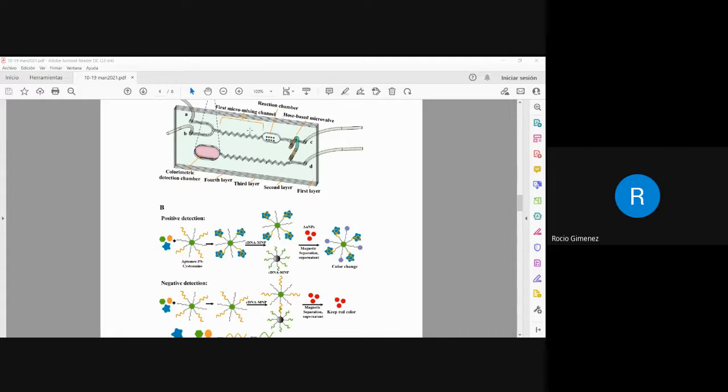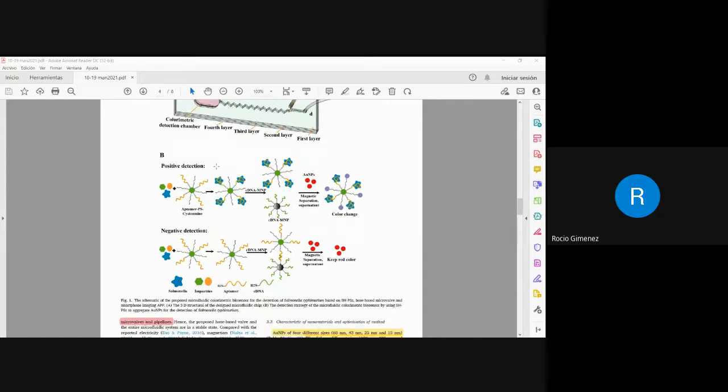After the magnetic separation, large numbers of Salmonella aptamer microsphere conjugates are present in the supernatant. When the supernatant was incubated with gold nanoparticles in the second micromixing channel, the sulfhydryl groups of cysteamine capture these gold nanoparticles. The aggregation of the gold nanoparticles on the surface of the microsphere leads to a colorimetric signal, or change of color, in the detection chamber. When Salmonella is not present in the sample, these conjugates combine with complementary DNA magnetic nanoparticles. After magnetic separation, there are no aptamer microsphere conjugates in the supernatant, so the gold nanoparticles keep the red color in the colorimetric detection chamber. The color changes of the aggregated gold nanoparticles are proportional to the concentration of Salmonella.